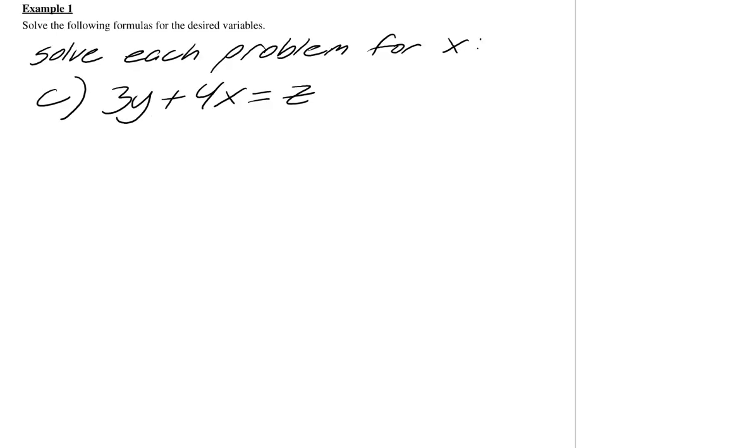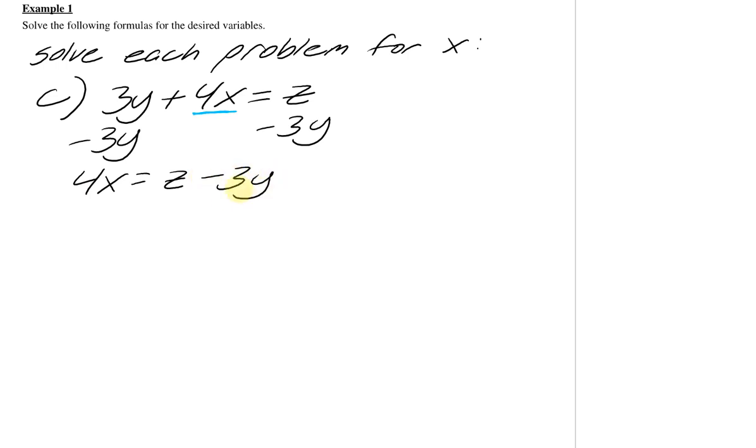Here I've got 3y plus 4x equals z. I want you to pause the video and try to solve for x and then hit play when you're ready to see the solution. So the first things first, I really just want to get this x by itself, and x is attached to the 4, so we'll just have to work on getting 4x by itself. So to do that, the first thing that I need to do is get rid of the 3y, and to do that I will subtract it, right? 3y is currently being added to 4x, so to unravel that we subtract it off. So now I get 4x equals z minus 3y.